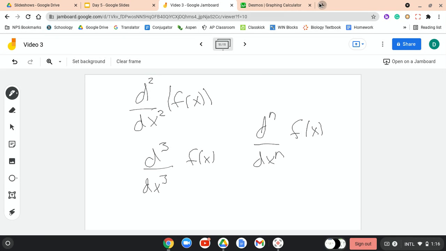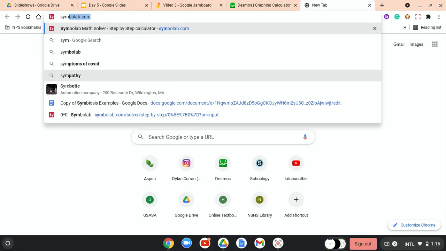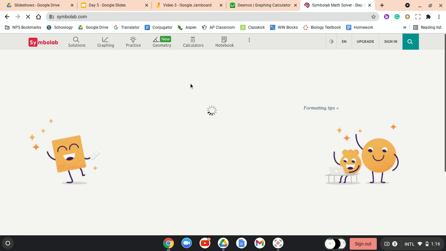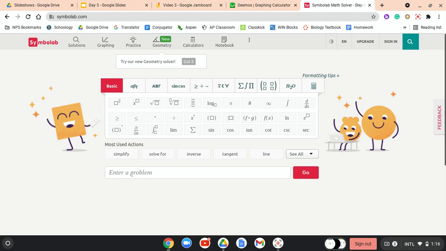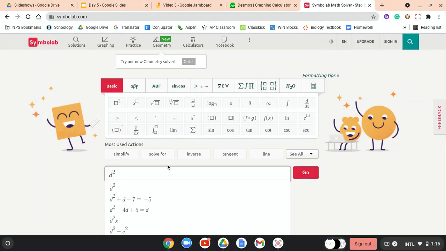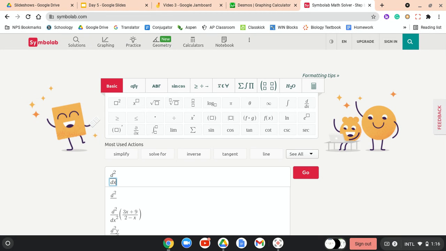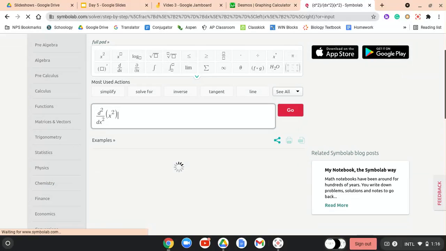And what I'll do is I'll actually go into Symbolab and show you how that works. Because remember we said that the second derivative of x squared, because when we differentiate 2x, we get 2, is 2. So if I plug in d squared over dx squared of x squared, I want to find the second derivative of x squared in the notation that I just taught you guys. If I plug it into Symbolab, we will indeed get an answer of 2.